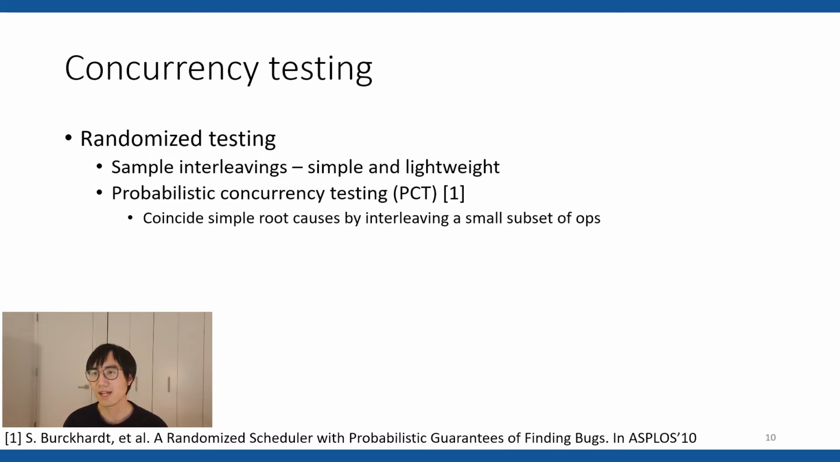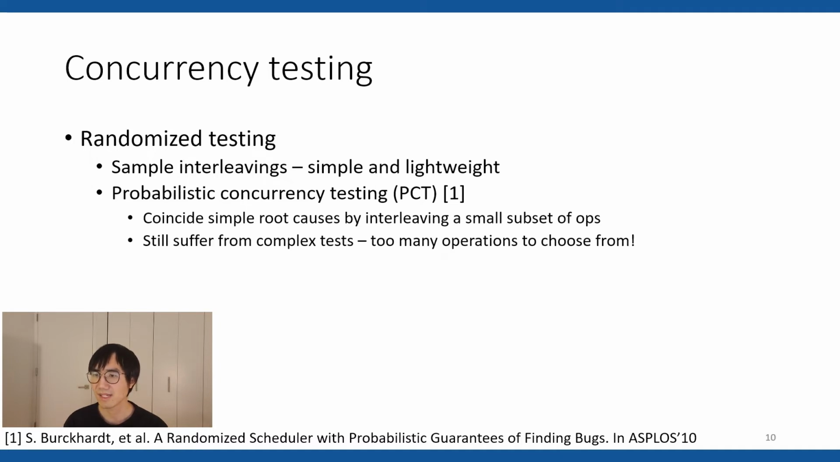To quickly find such errors, PCT explores the test by randomly choosing a small subset of operations to interleave despite other operations. Studies have shown that it can effectively find real-world errors in simple test scenarios. However, PCT still suffers from the complexity of the test, since first of all, it must choose the right subset of operations that covers the root cause of any error.